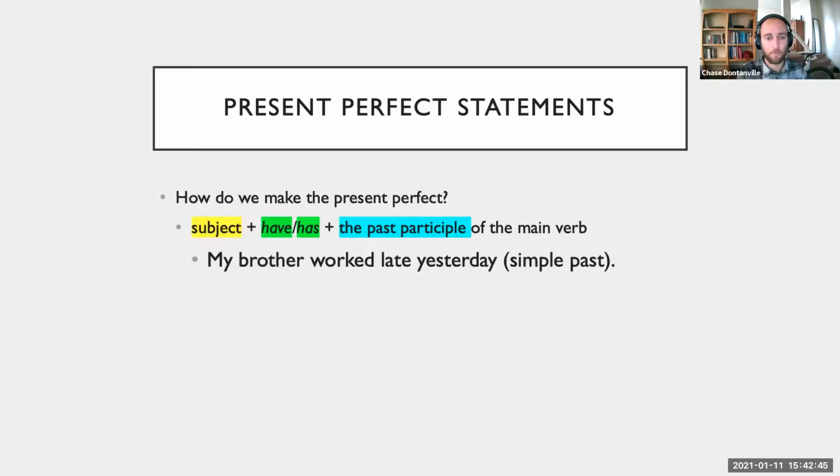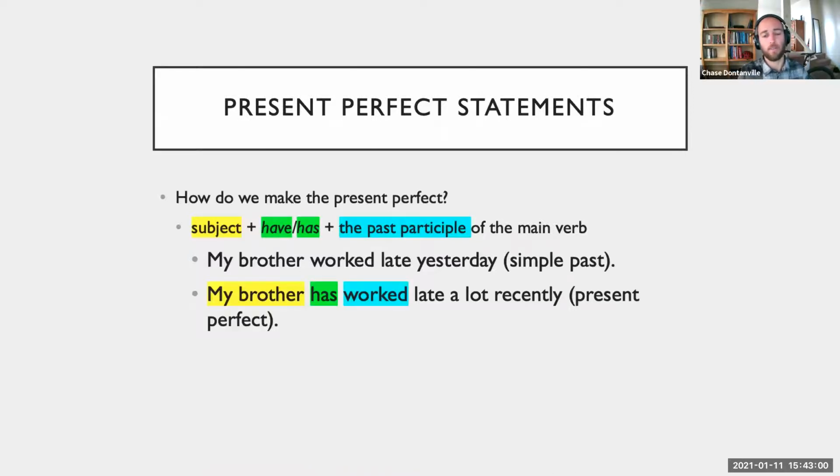For example, my brother worked late yesterday. Simple past, right? Our main verb is work. Add ed to make past tense, worked. Here is the present perfect. My brother has worked late a lot recently. So as you can see, we have our subject in yellow. In green, we have has because he, she, it. And worked is the past participle form of the main verb.